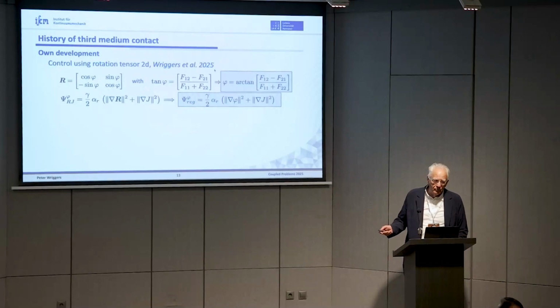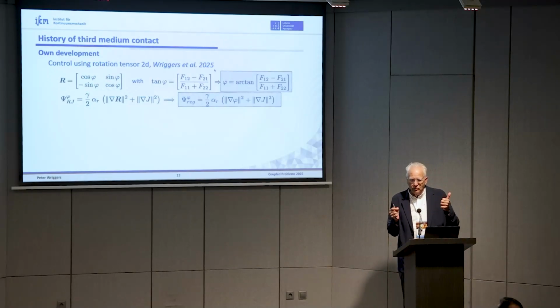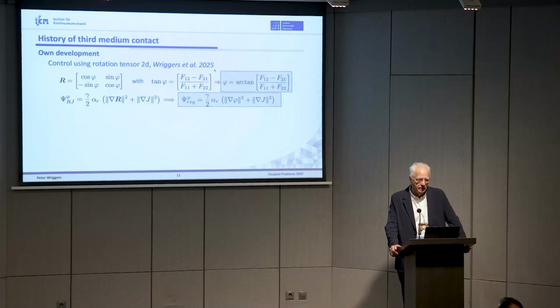Now, this is something which you can add, and we looked at this by ourselves, or I looked at it myself, and then I said, okay, in 2D it's very simple, because the R is this one, and if you basically take the formula F equal RU, and you know that U is symmetric, you actually can compute the tangent of this angle just by the components of the deformation gradient.